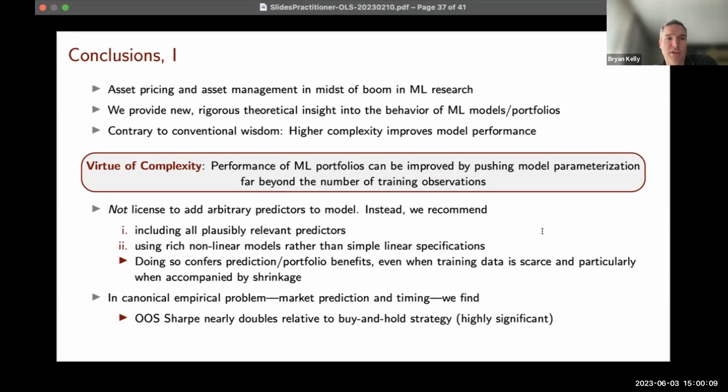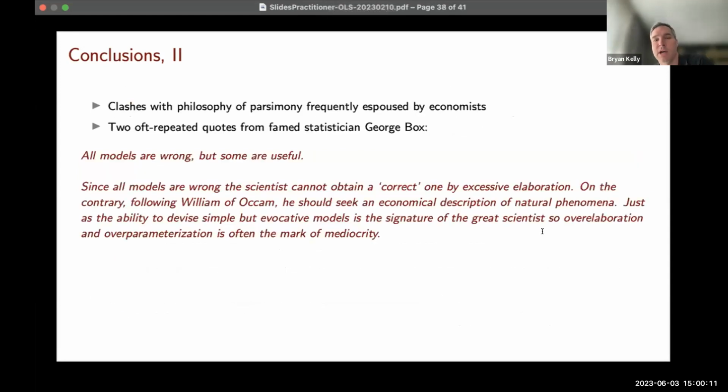The last conclusion I want to leave you with comes back to how I started this talk. So machine learning clashes with this philosophy of parsimony. In addition to Tukey, George Box himself was very vocal about this point. He's famous for a couple of things. So for example, most people have heard his quote, "All models are wrong, but some are useful."